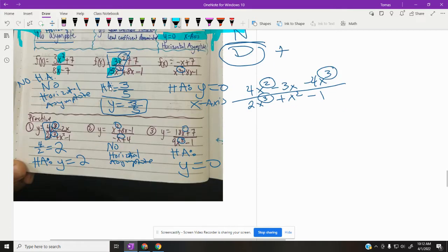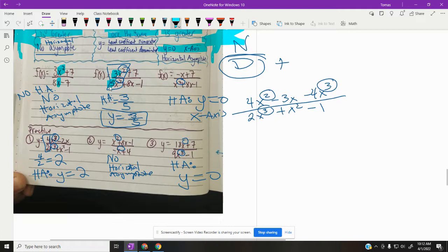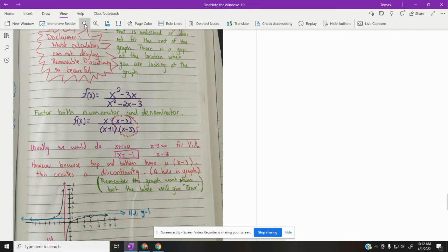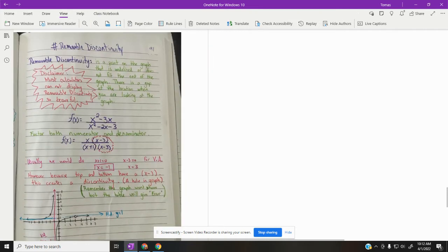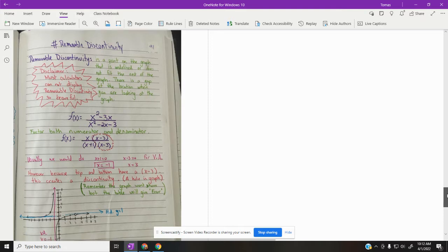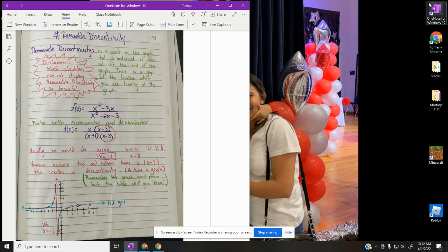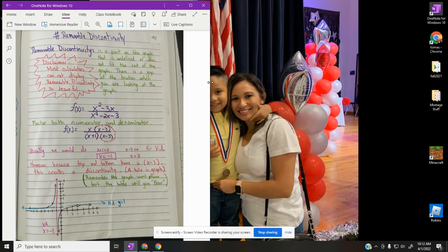Last bit of notes today. Now, I don't believe you're going to have any questions on the homework on this, but it's something that goes with this part. This idea is very big, especially in calculus, so I wanted to kind of go over it.